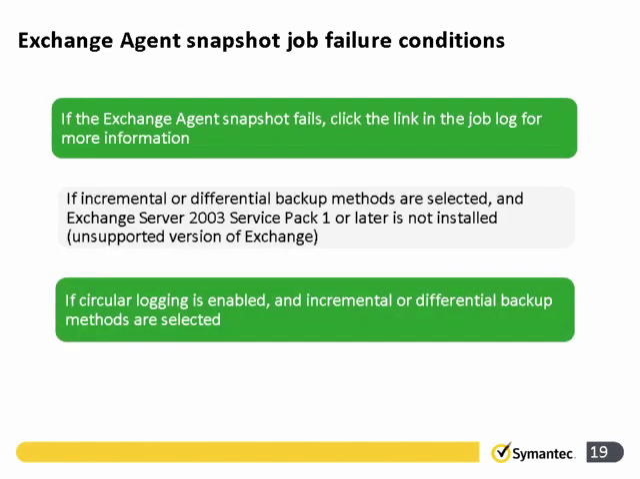If a snapshot job fails, so VSS is not able to take a snapshot of Exchange, there'll be a link in the Backup Exec job history that will provide you with more information. If you were doing an incremental or a differential backup and Exchange Server 2003 SP1 or later is not installed, meaning it's an unsupported version of Exchange, snapshots will always fail. Snapshot technology didn't come in until Exchange 2003 SP1.